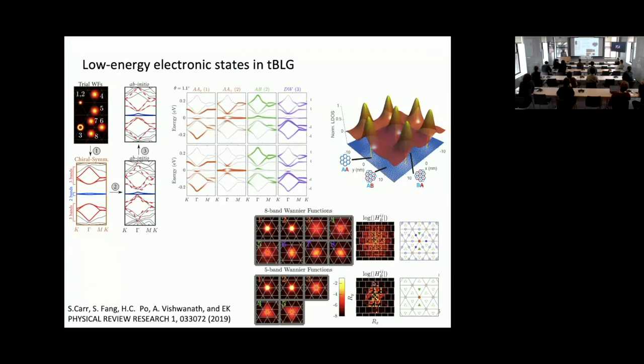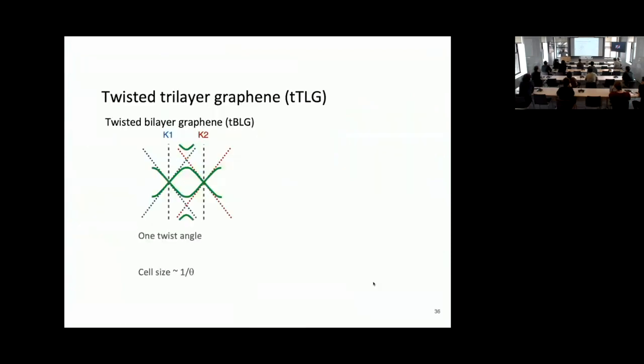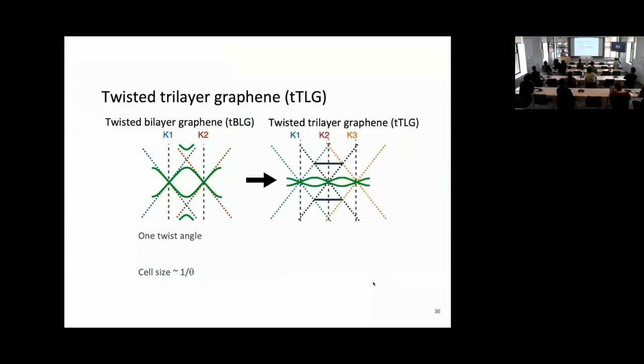So what I'm going to do is flash very quickly through them just to give you an overall view of many other things that are going on. So I showed you the picture of the bilayer. Of course, you can have more than 2 layers. You can have 3 layers, 3 Dirac cones, again flat bands, but also a more complicated situation. You have 2 twist angles.